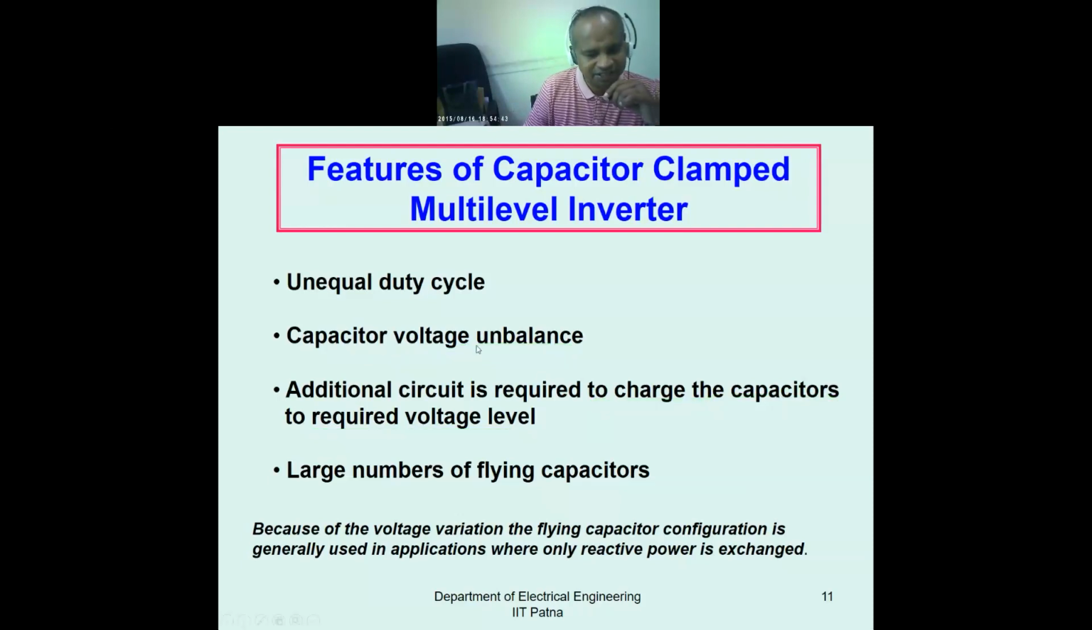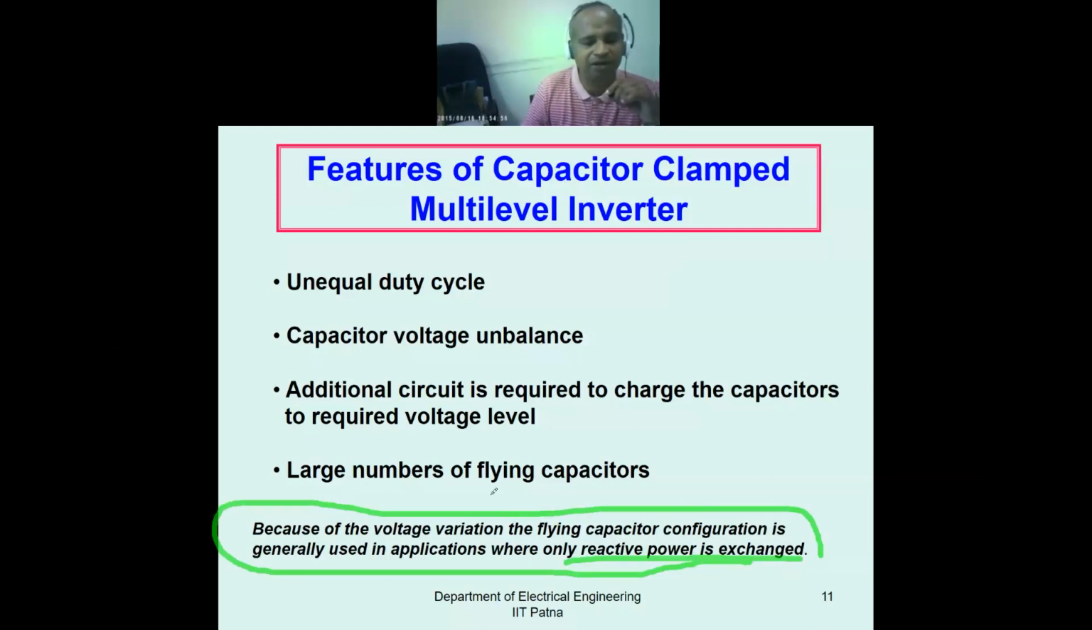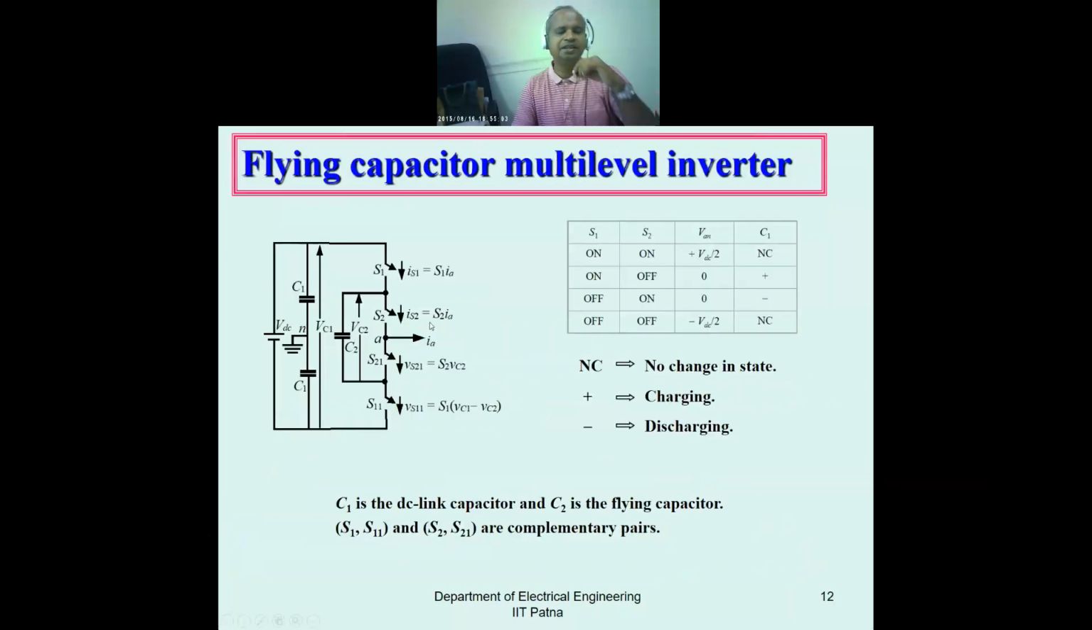So that is why this is only used in applications for reactive power exchange. Especially this flying capacitor is very popular in FACTS devices and reactive power control. And in reactive power control, you don't require to balance the voltage. If you have a motor drive and your voltages are not balanced, then you will see that the motor will generate a vibration.